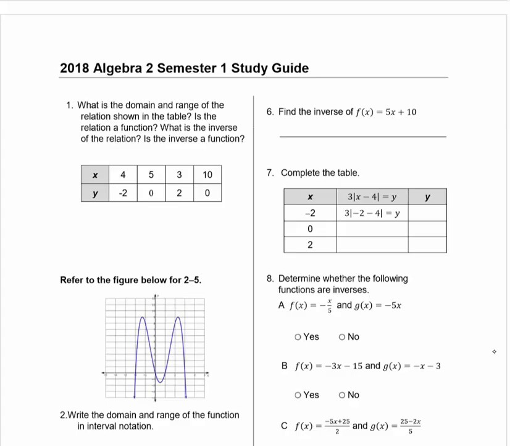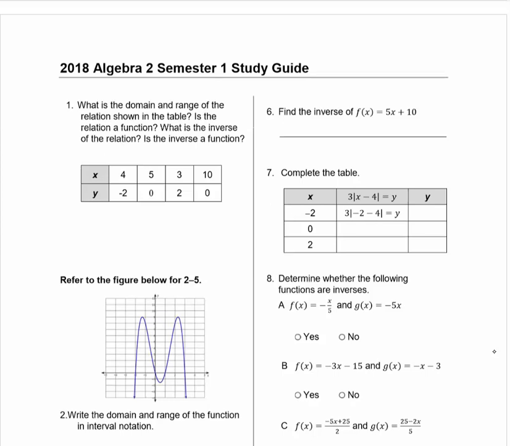Welcome to our Algebra 2 Semester 1 study guide, a review of the entire semester, all in one go. Let's do this. Number 1 gives us a table of values and asks us 4 or 5 questions, something like that, starting with the domain and range of the relation shown in the table.